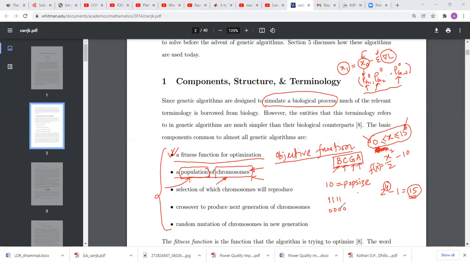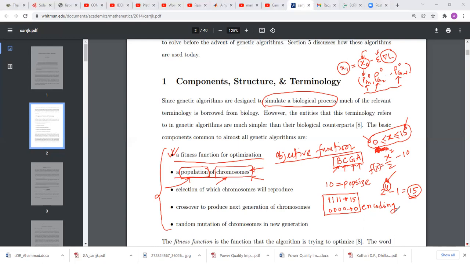So if you take 4 bits, you can cover from 0000 to 1111. This is 0, and that is 15. So you see, by knowing the range of my probable solution x, I can choose the number of bits required to represent those values in binary encoding. So this is the encoding part. This is binary encoding.